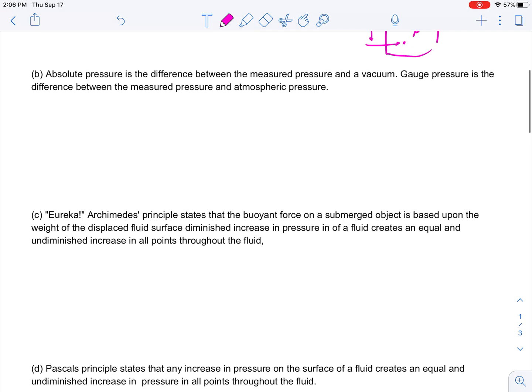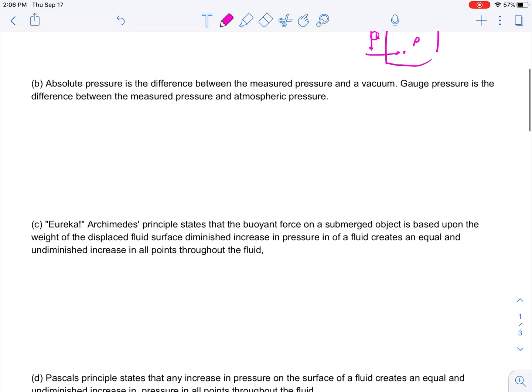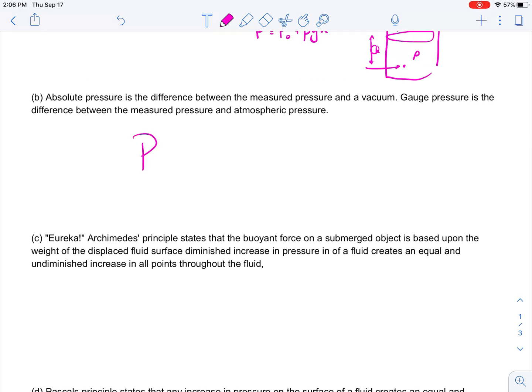Absolute pressure is the difference between the measured pressure and a vacuum. Gauge pressure is the difference between the measured pressure and the atmospheric pressure. So this is absolute pressure.